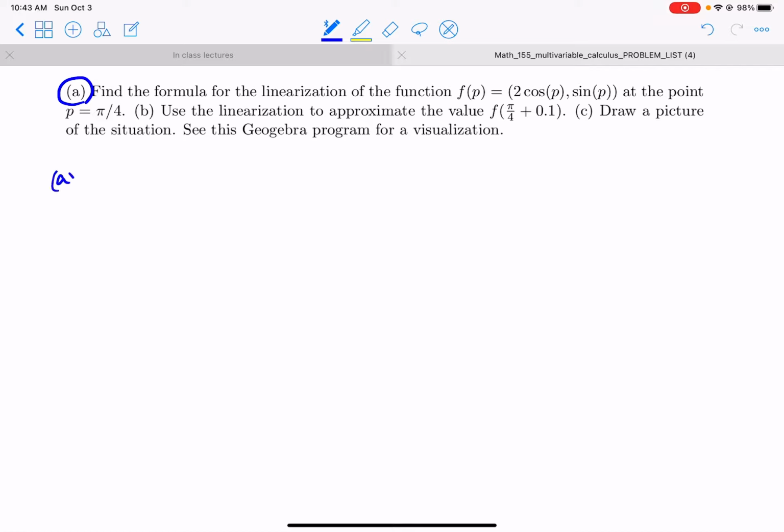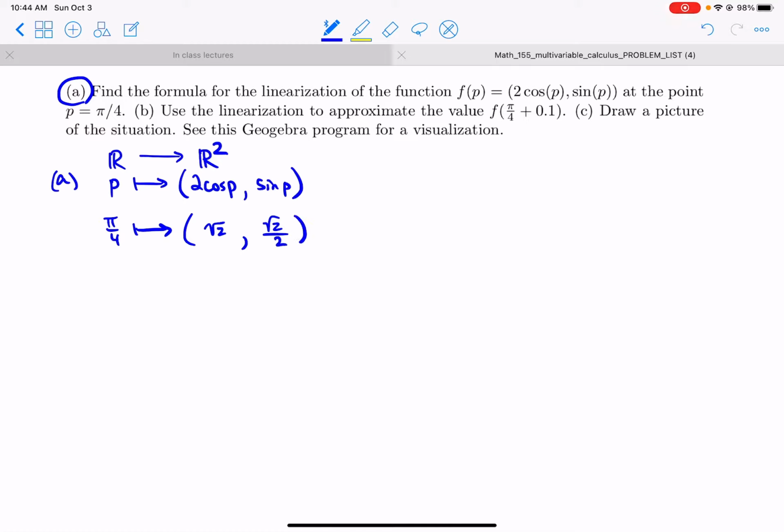Okay, so first I'm just going to rewrite my function because I don't like this notation as much. I like this notation. It's almost the same, but I map a real number to the plane. And actually this will give an ellipse. And so at the point pi over 4, that gets mapped to root 2 over 2 times 2, and then root 2 over 2.